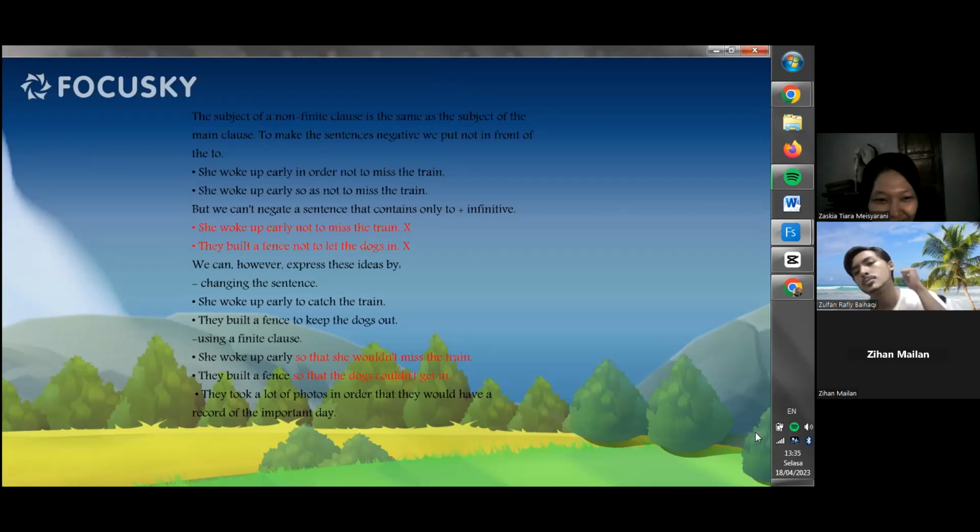If we're using a finite clause, for example, she woke up early so that she wouldn't miss the train. Or they built a fence so that the dogs couldn't get in. Or they took a lot of photos in order that they would have a record of an important day. So, the next slide.